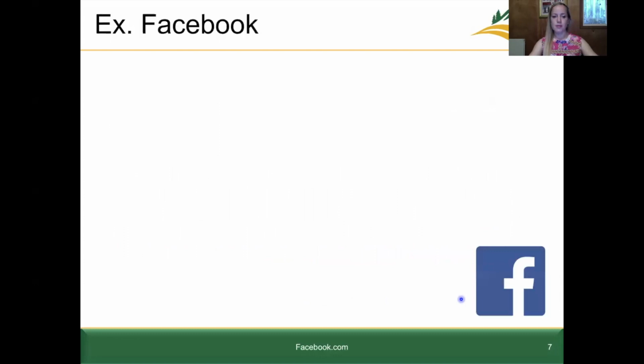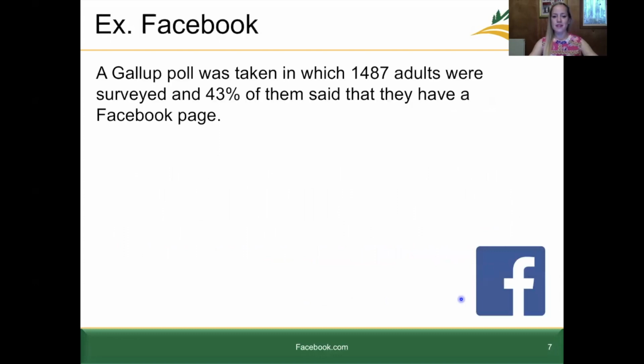Let's go into an example now using Facebook. This is data that we've seen before. A certain poll was taken in which 1,487 adults were surveyed, and 43% of them said they have a Facebook page. I think we looked at something similar about adults that have heard of Facebook. So 43% of them say they do have a Facebook page.